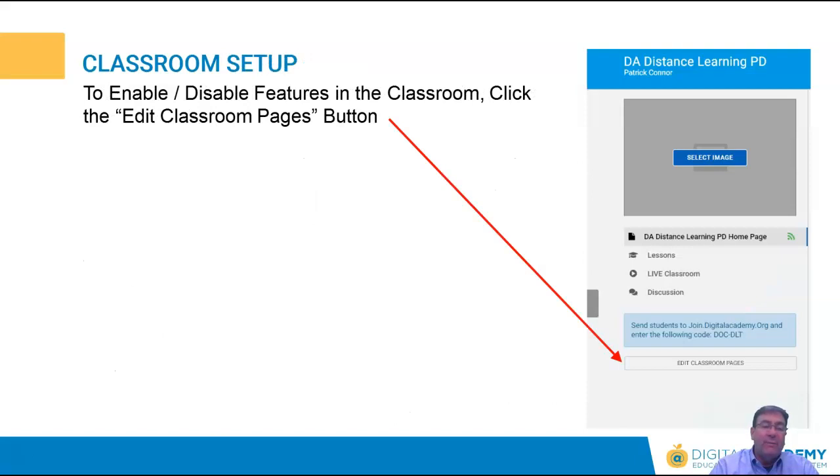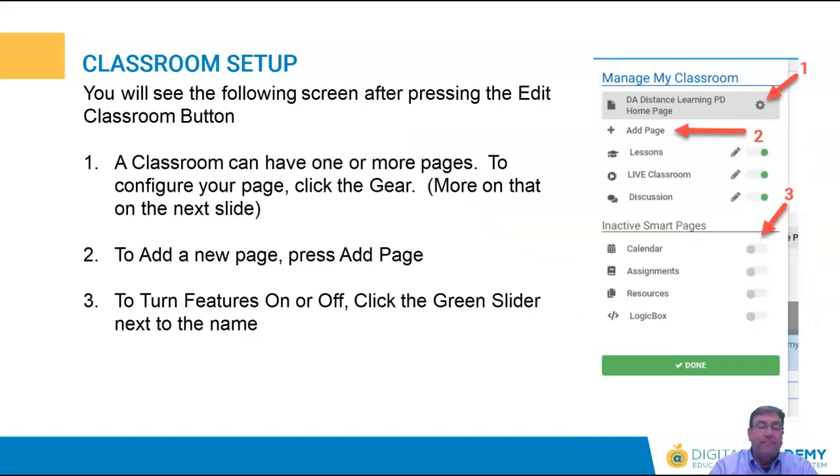To enable or disable features in the classroom, click the Edit Classroom Pages button at the bottom of the left side. The following screen will pop up. A classroom can have one or more portal pages. To configure a portal page, click the gear. To add a new page, press Add Page, which is shown by the arrow next to the number 2. To turn features on or off, click the green slider.